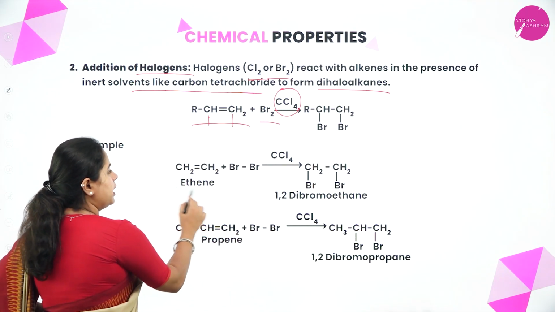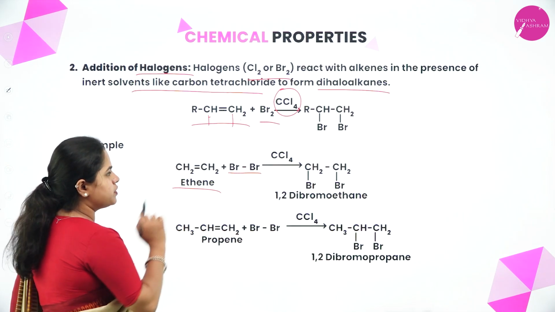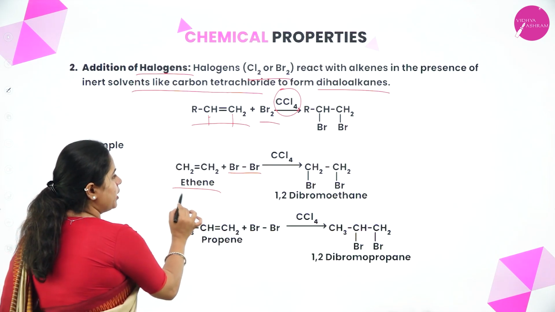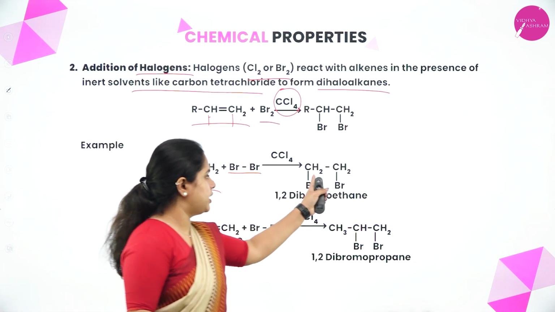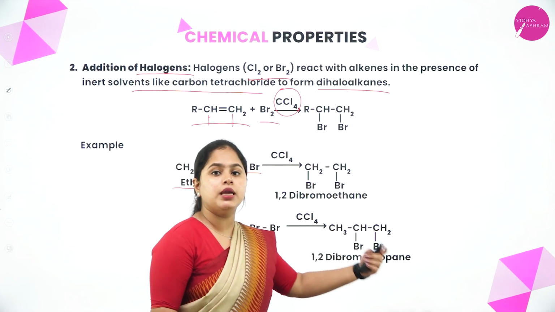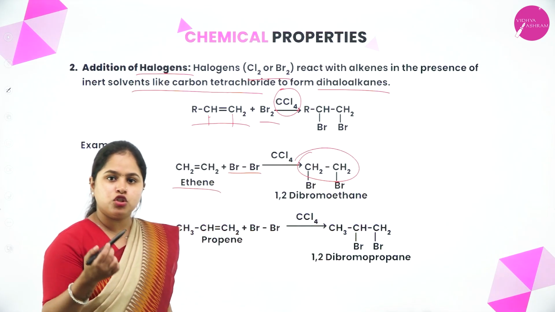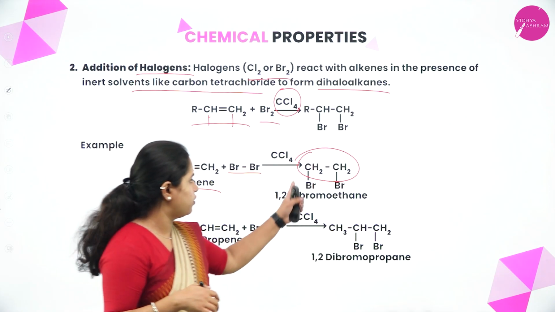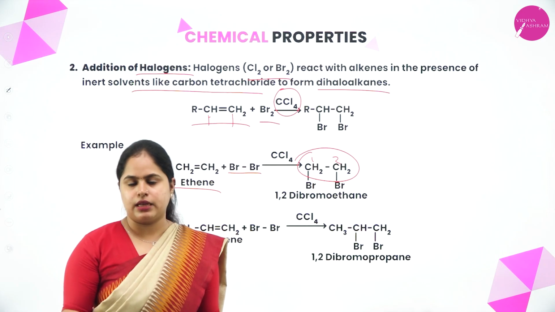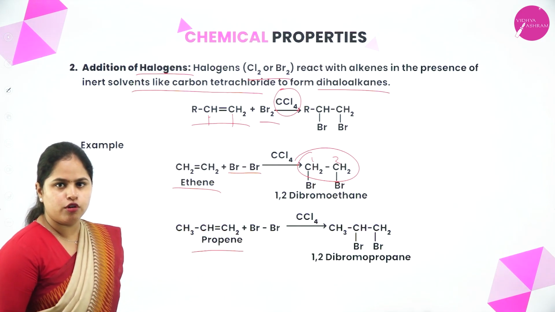Let's take an example of ethene again, to which we are adding a bromine molecule in presence of CCl4. So what happens? Yes, this double bond will break. One bromine added here, one bromine added here. So you'll get CH2Br-CH2Br. Now what is the name of this? It is 1,2-dibromoethane, right? This main chain is ethane, to which 2 bromine atoms are added. So it's on the first carbon and second carbon. So 1,2-dibromoethane, right?